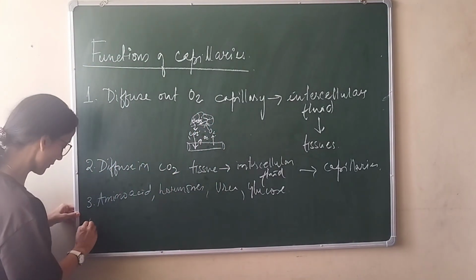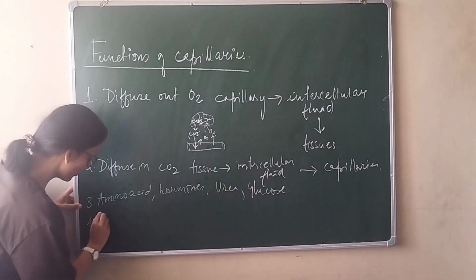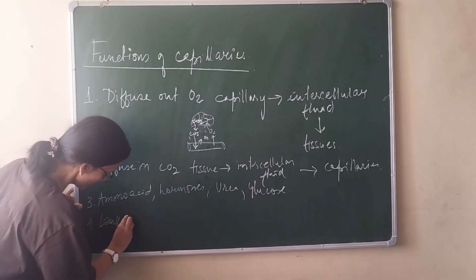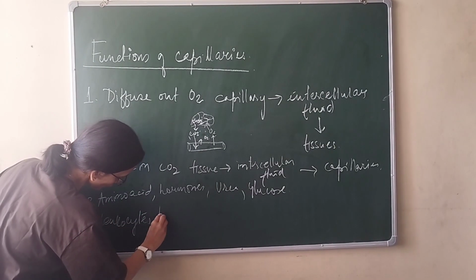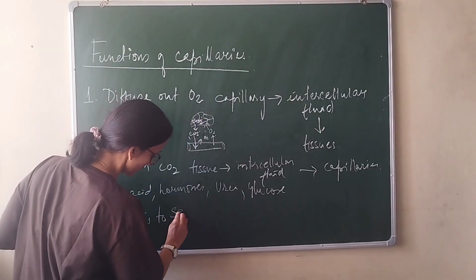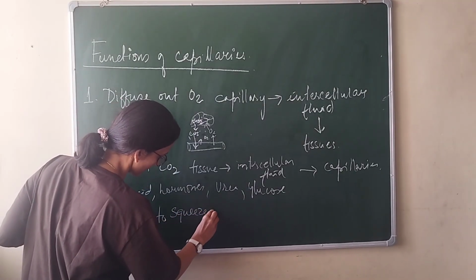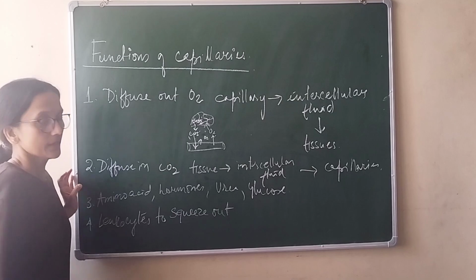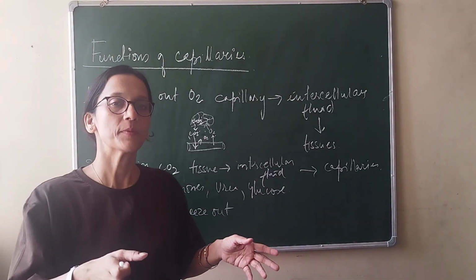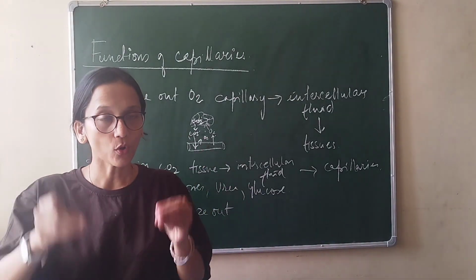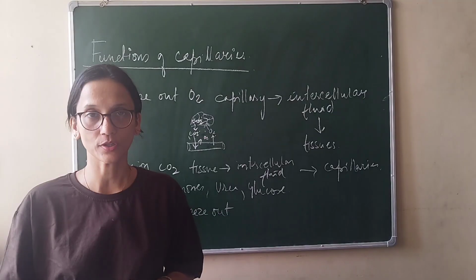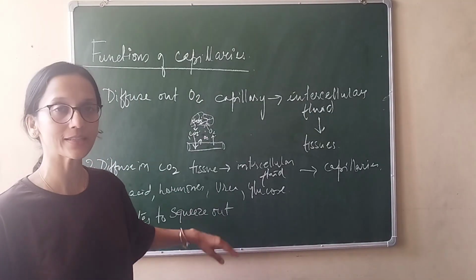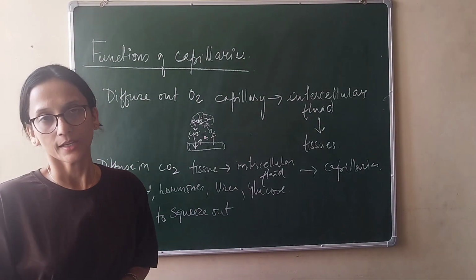Then the fourth point is it allows leukocytes to squeeze out. कहाँ? Into the intercellular space or any site where there is injury or there has been an attack of germs. In those areas, the leukocytes can easily squeeze out from the capillaries.